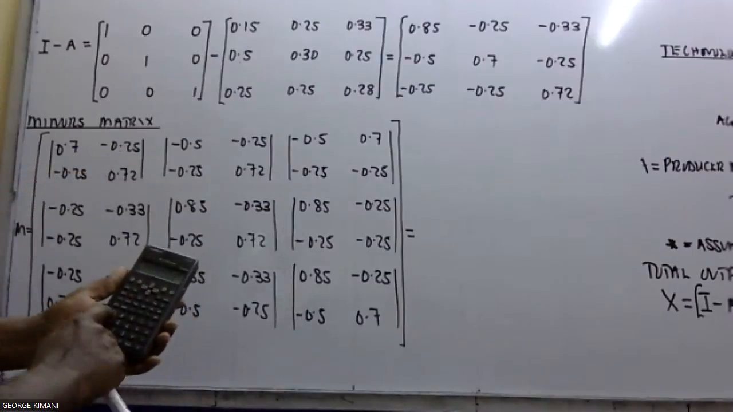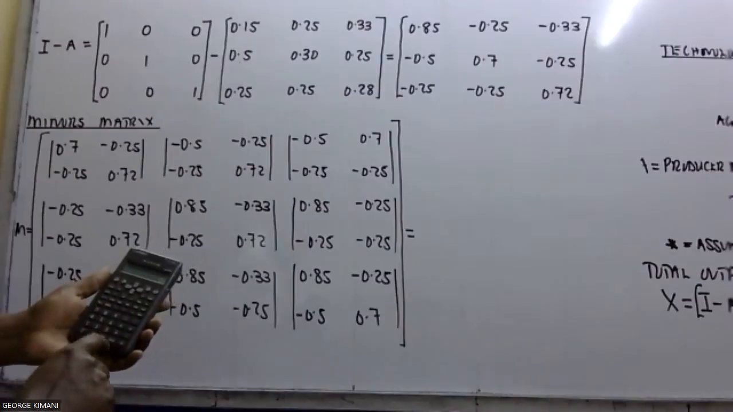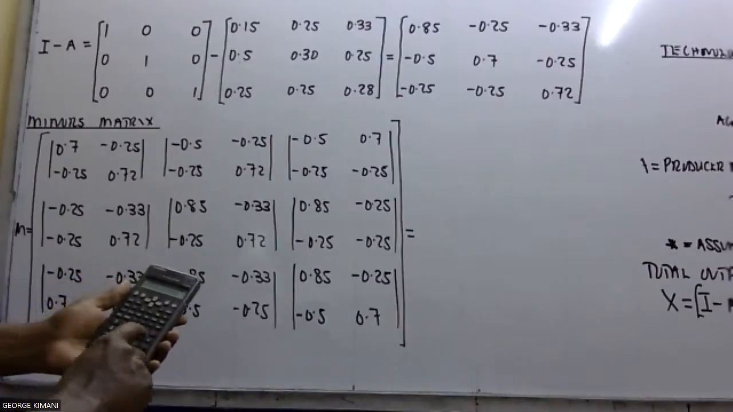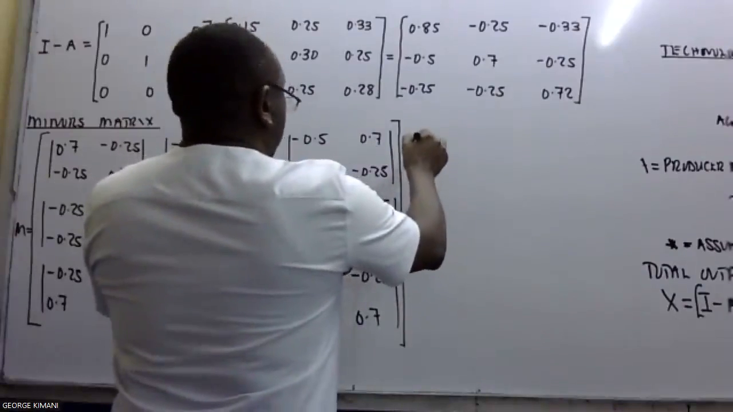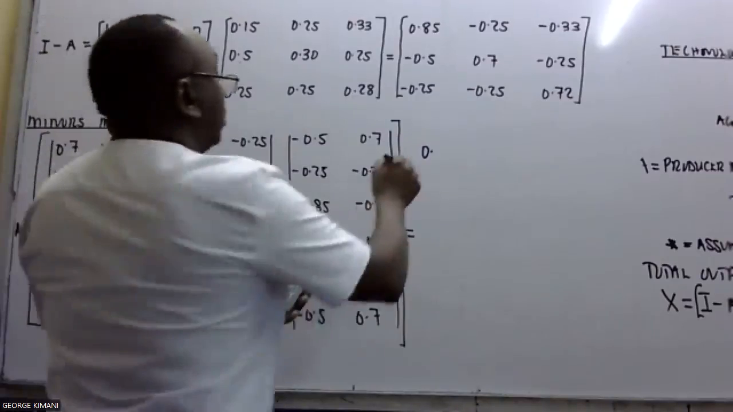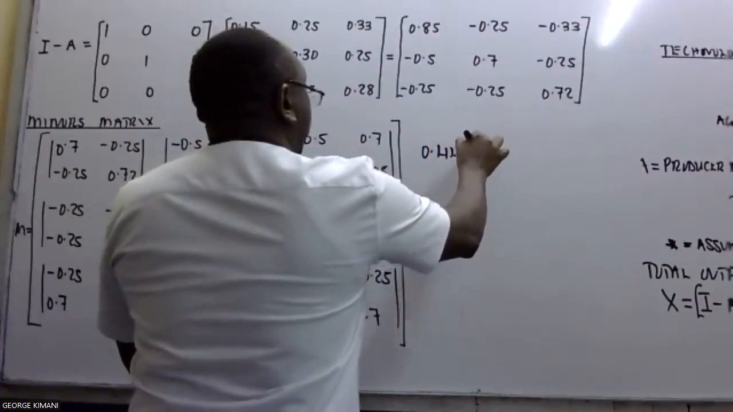Okay. So here we get 0.7 times 0.72 minus minus 0.25 times minus 0.25 equals... Are we getting 0.4415? Good. That's also what I've gotten. 0.4415. Okay.